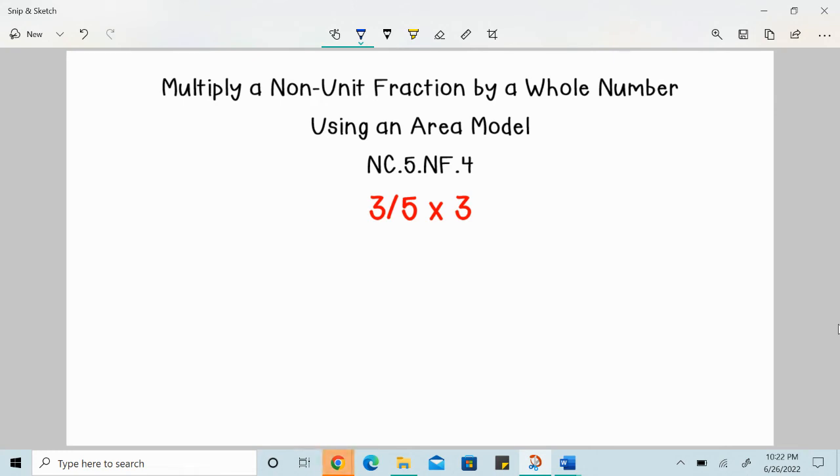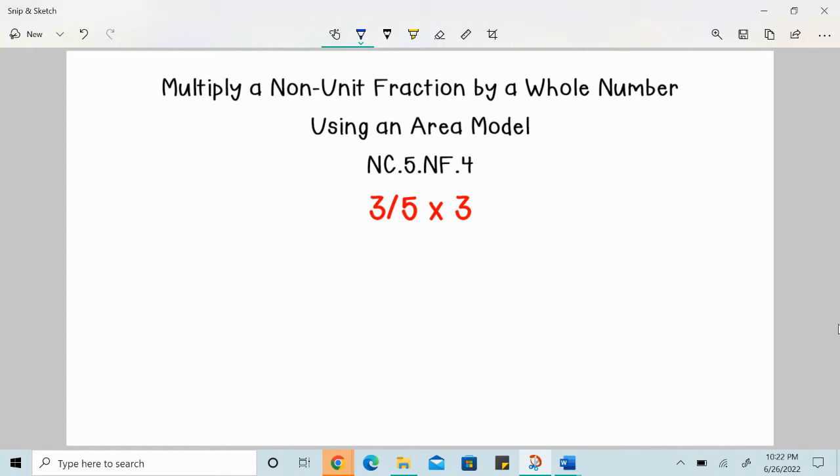Here we will take a look at multiplying a non-unit fraction by a whole number using an area model. This standard extends students' work in 4th grade where they multiplied a unit fraction by a whole number. Visual fraction models should be created and used by students during their work with this standard.